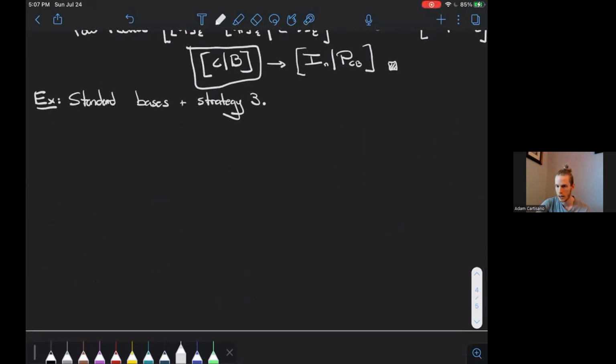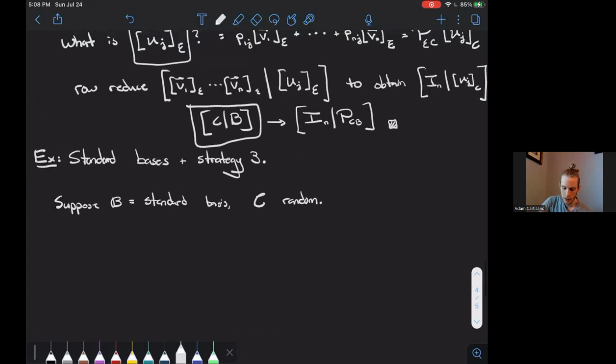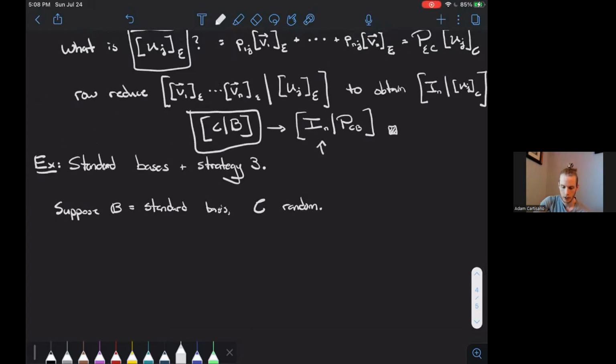Now I just want to show you how to apply that theorem. The first thing that I want you to notice is that if one of your bases is the standard basis, then, let me just do it smaller. So, okay, suppose B is the standard basis, and C will be some random one. Okay, when we do this process, we can pick any basis E and do this process and it will work.